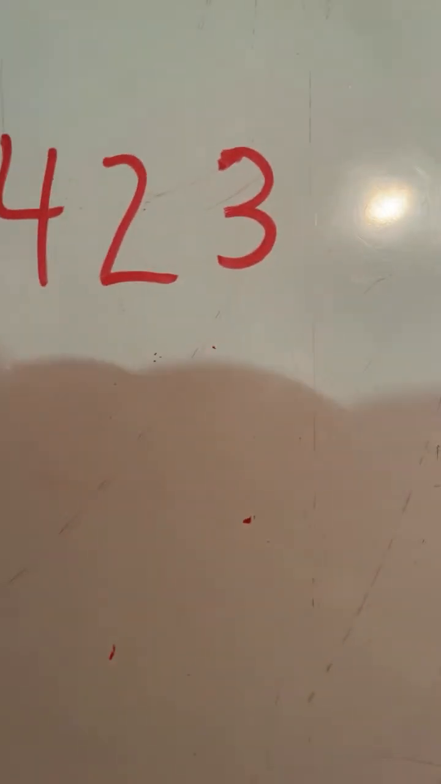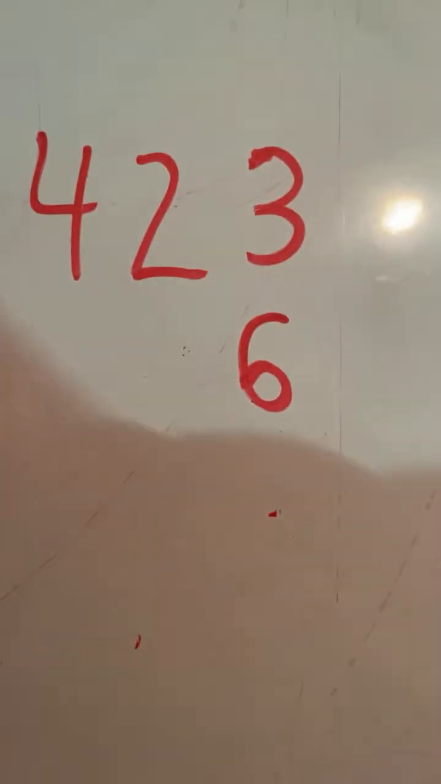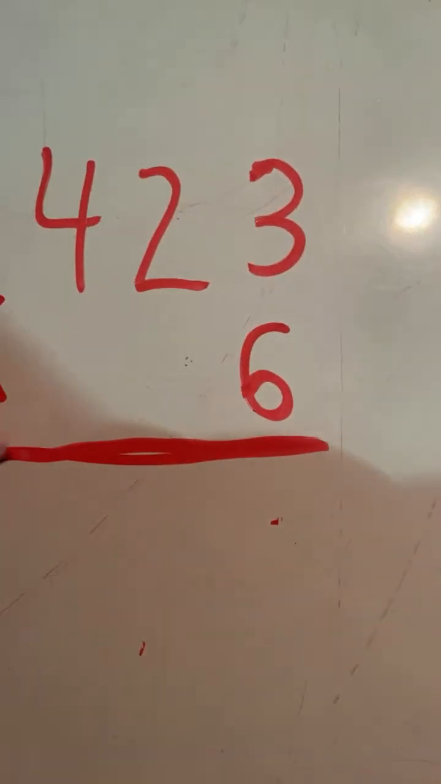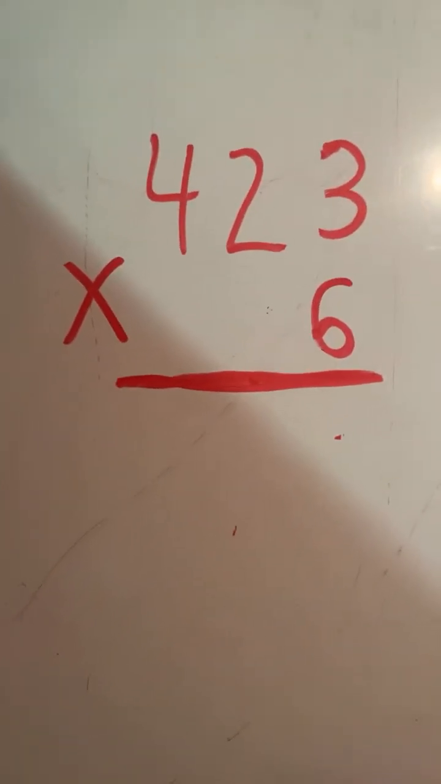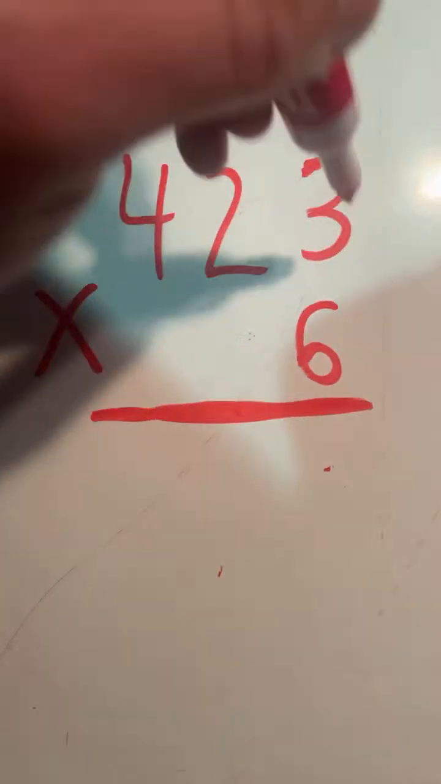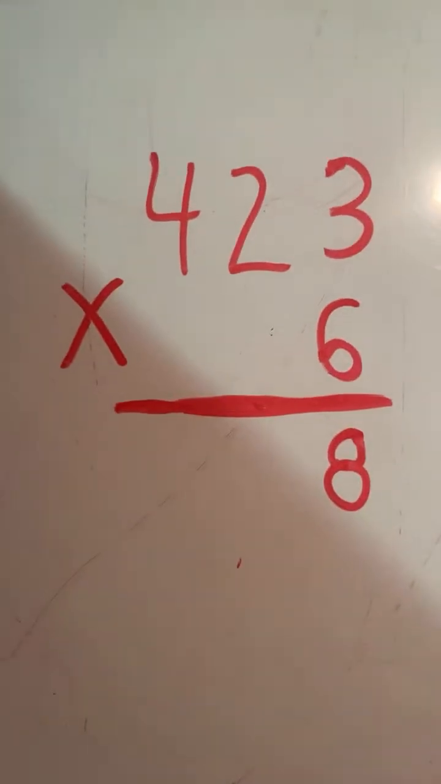All right. Next example, 423 times 6. Starting in the ones place, 3 times 6 equals 18. So the 8 in 18 goes in the ones.